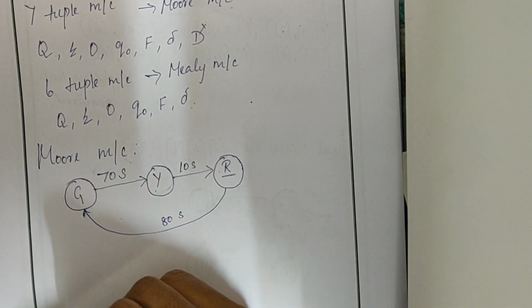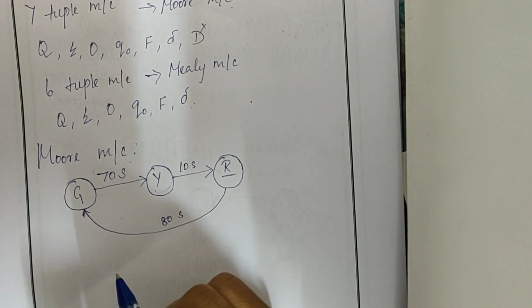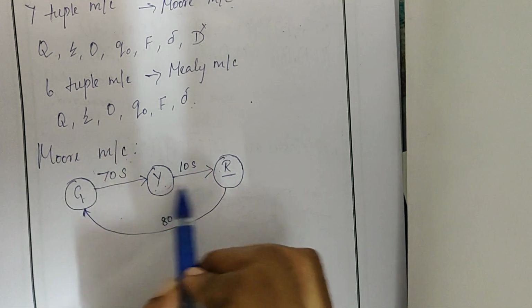This is how I am designing my traffic signal. I'm simulating my traffic signal using a Moore machine. So how many states do I have?